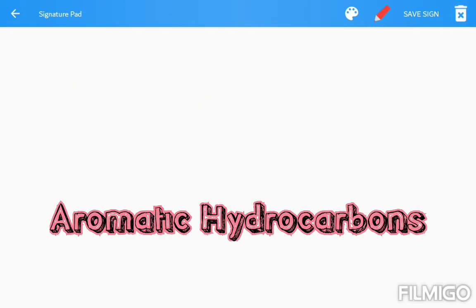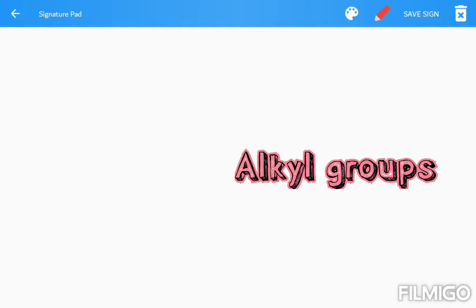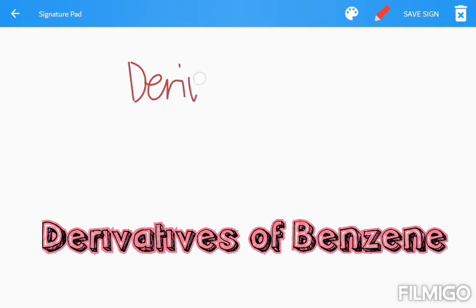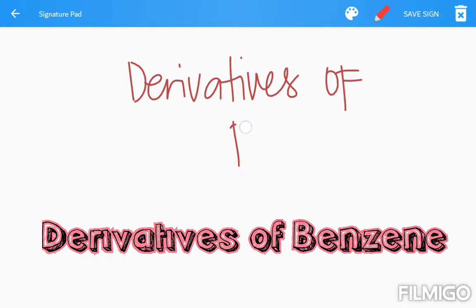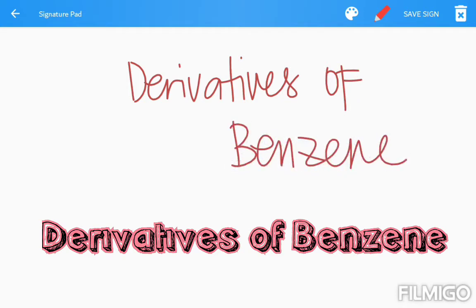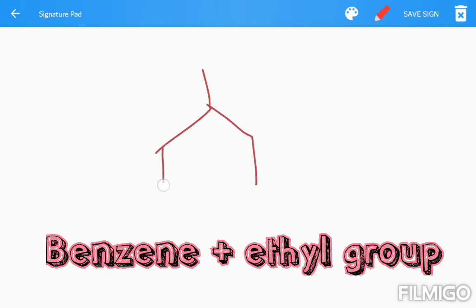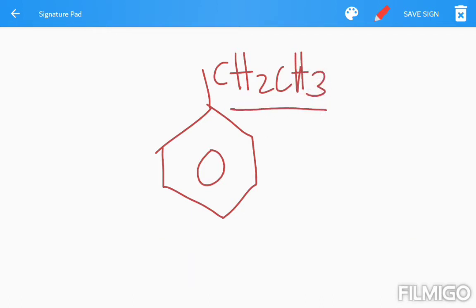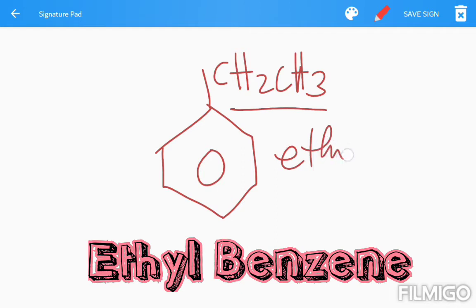Aromatic molecules with simple alkyl group as substituent are named as derivatives of benzene. For instance, I have a benzene ring with an ethyl group. So, as simple as that, we can name this as ethylbenzene.